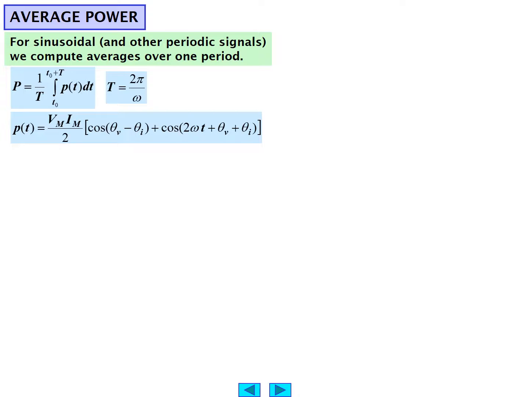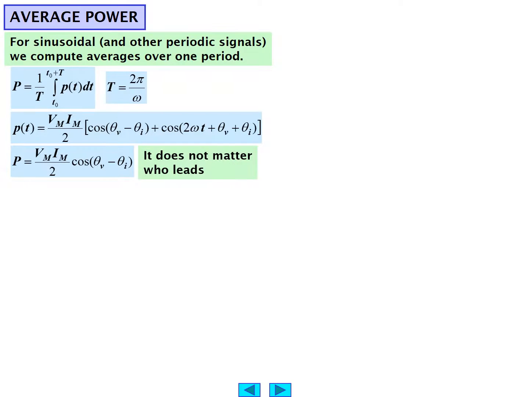So therefore, we've seen from the last analysis that p(t) was V_m I_m divided by 2 times the quantity cosine(theta_v minus theta_i) plus cosine(2 omega t plus theta_v plus theta_i). Or, if you will, the average power then, because we want to average that p(t) waveform, would just be the first term, which is the constant term. That is V_m I_m over 2 cosine(theta_v minus theta_i). And it really results because the second term is time varying, whose average happens to be 0.